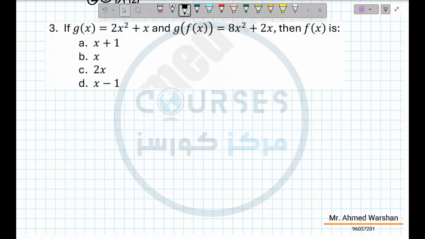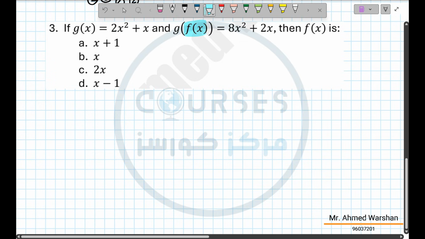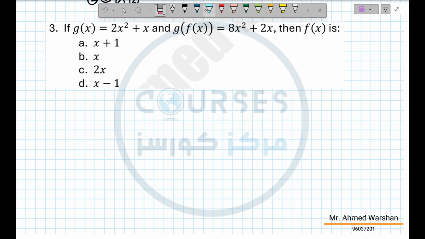Okay, so in this question they are saying if g of x equals 2x squared plus x and g of f of x equals 8x squared plus 2x, then f of x is. Okay, they are asking which f of x do we put inside the g to get this? So what are we doing? We're trying the answers out to put them in g and see if we're getting this or not.